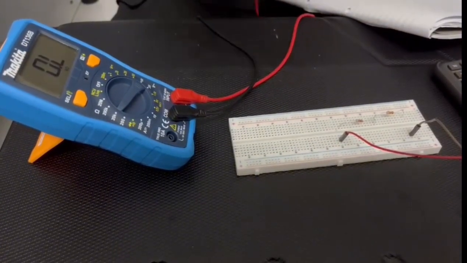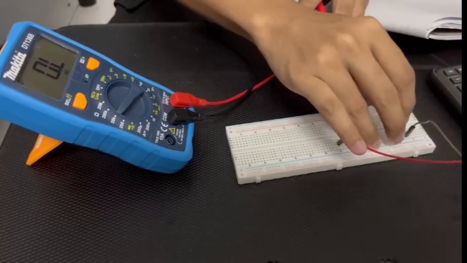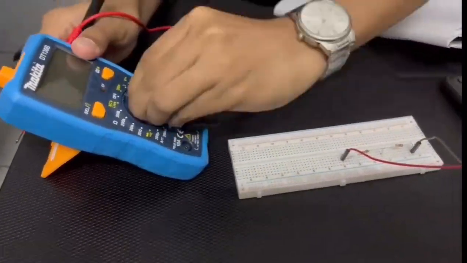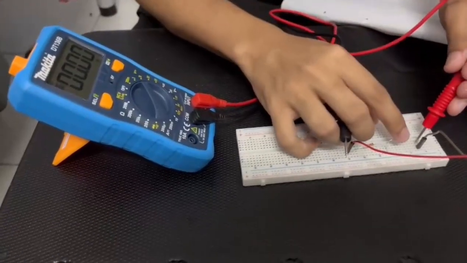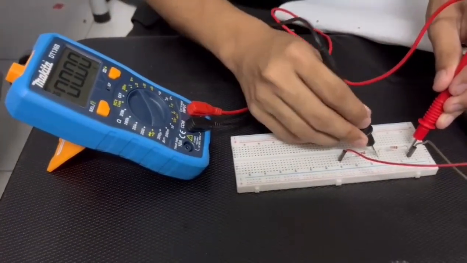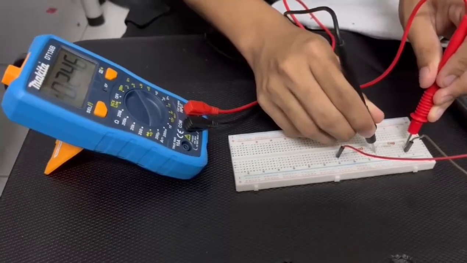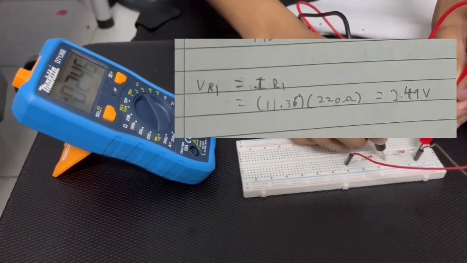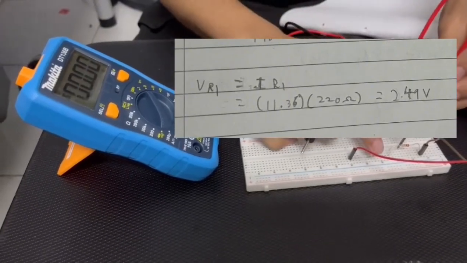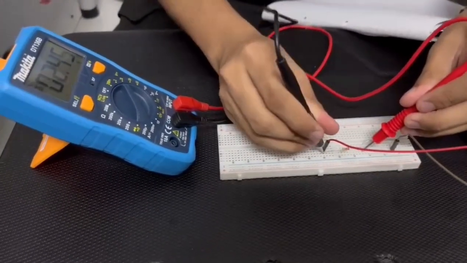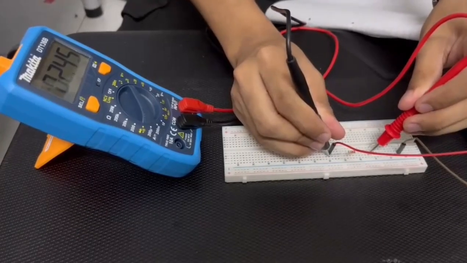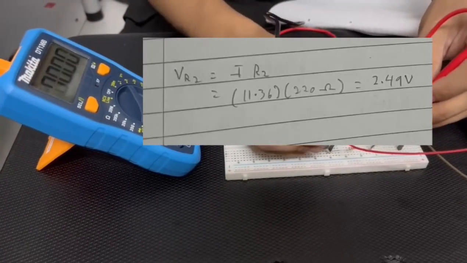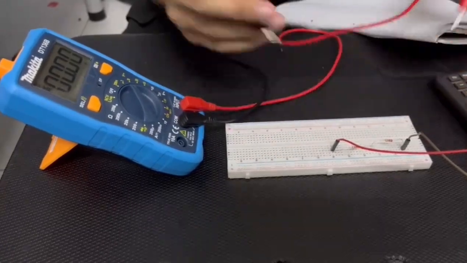Now we will measure VR1 and VR2. For VR1, we put the positive and negative here, and we will get 2.46 volt, which is almost the same as the calculation, 2.49. VR2 is also the same, which is 2.45, and the calculation is 2.49.